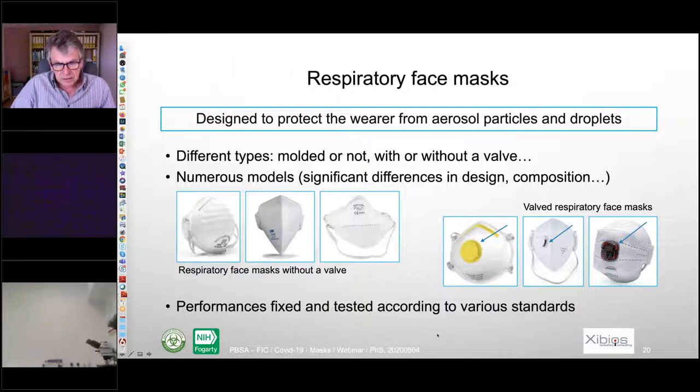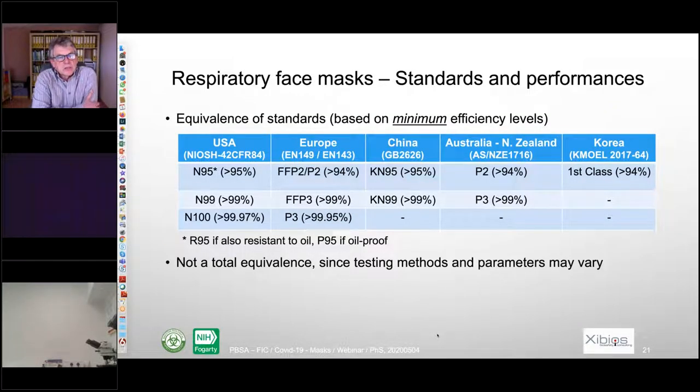What they have in common is that they need to reach some performance which is fixed by some standards and also tested according to those standards. On these slides, I put a number of standards, the ones that you are the most likely to find related to masks that are sold in Pakistan. Those standards specify the minimum efficiency level of those different masks. You see on the left the American standards, European standards, Chinese standards. In the US, the standard defines what is N95 or N99. So N95 has at least 95% efficacy, N99 at least 99% efficacy.